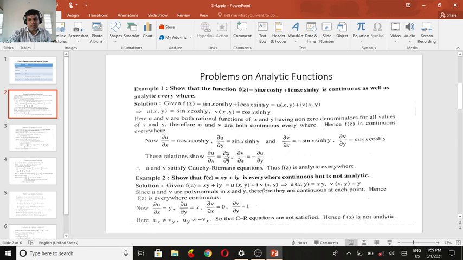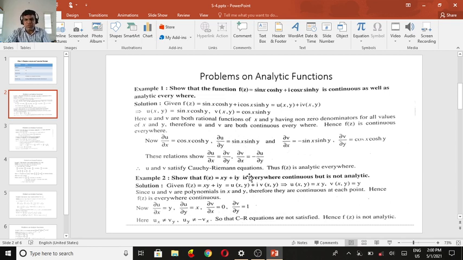Now I compare it here. What do the Cauchy-Riemann equations say? Del u by del x equal to del v by del y, and del v by del x equal to minus del u by del y. So here u and v satisfy the Cauchy-Riemann equations. Thus, f of z is analytic everywhere.